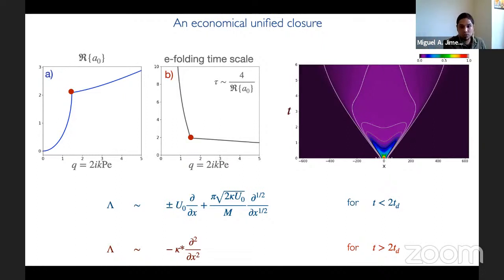So these are the closures, a kind of economical approach, where at early times you have characteristics, and then you have a really small diffusion that connects the diffusion into this cone of influence. And after actually 2 times the diffusive timescale, then you switch to effective diffusivity like G.I. Taylor's.